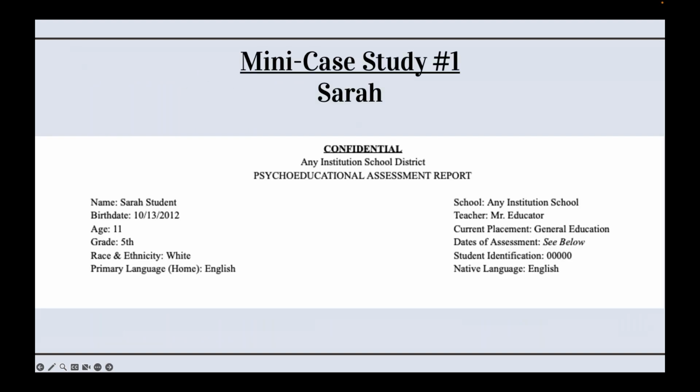So when we think about our first mini case study, we have a student named Sarah. Sarah is an 11-year-old girl who identifies as white, and her primary language spoken in the home is English, and that's also her native language. And she's currently enrolled in the 5th grade in general education classes.